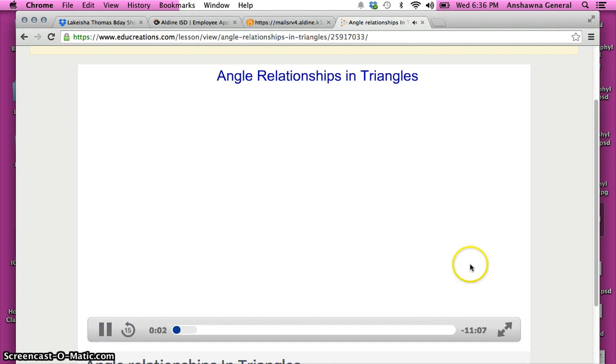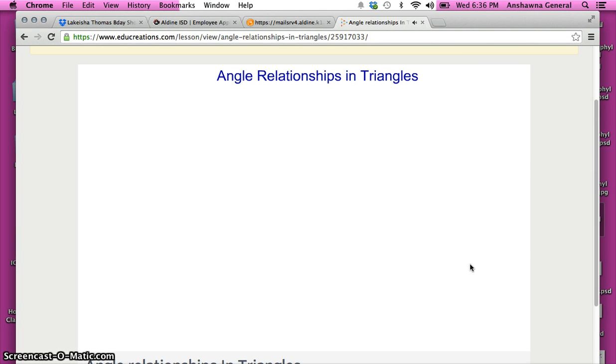Today we're going to be talking about angle relationships in triangles. Okay, so we're going to look at the first flap. What I'm going to do is talk about the stuff that's on the top of the first flap, and then we're going to talk about stuff inside. Then we're going to go to the next one, and the next one, and so forth.